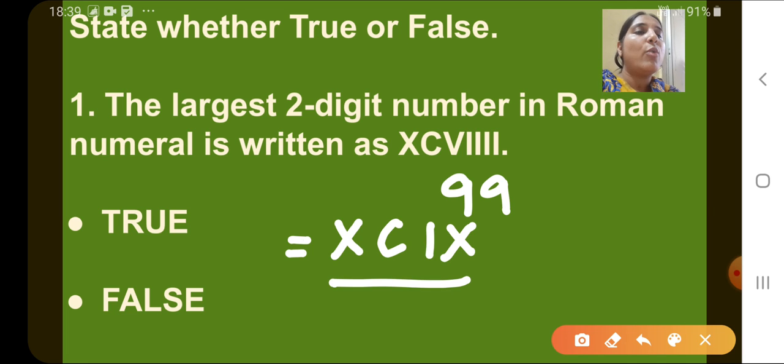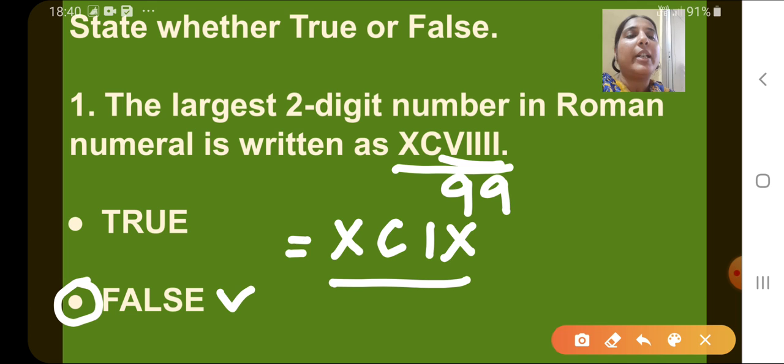And what has been given to us here is XCV, and 4 times I is given. So is it true or false? Can you tell me? Yes, it's false, isn't it? Because there you can see the symbol I is repeated more than 3 times, and that is not the correct way to write the number 9. So that is false. So there you will put a tick. Okay? Got it, children? Whatever question is given, you read it very carefully and then you have to find out the answer. Okay?